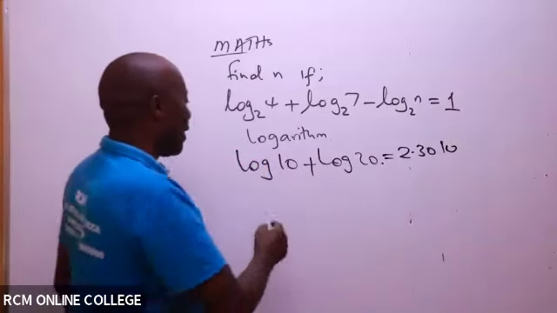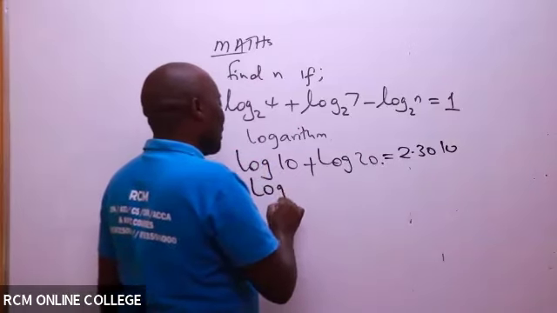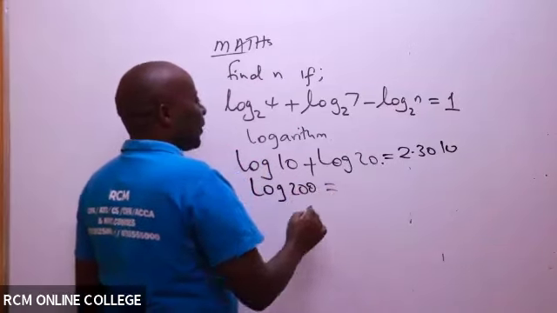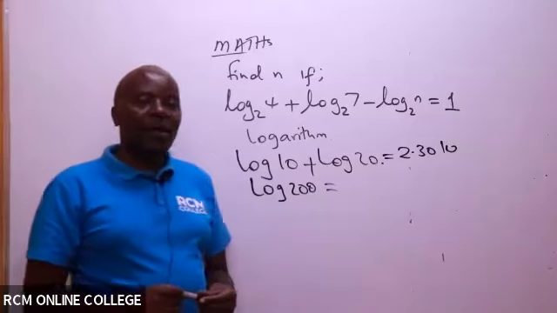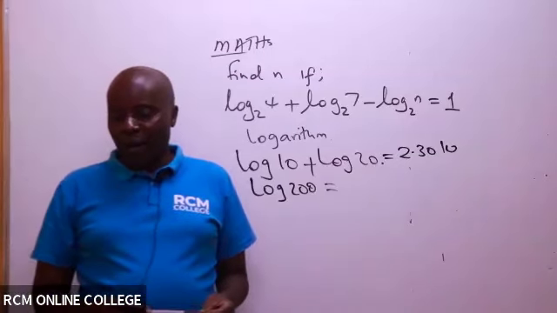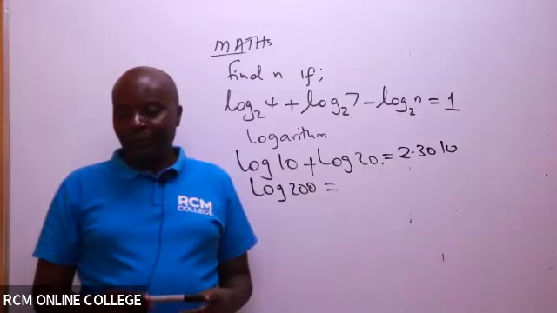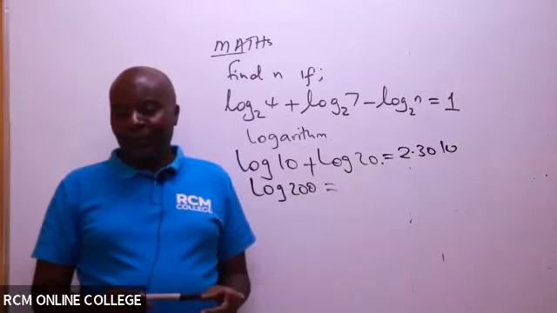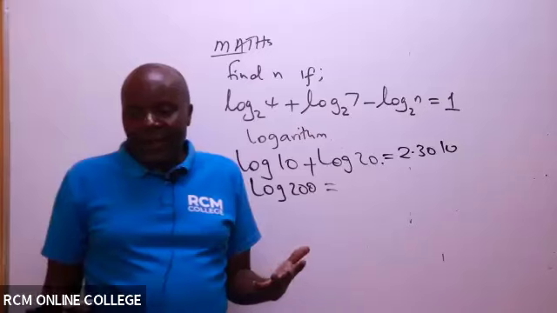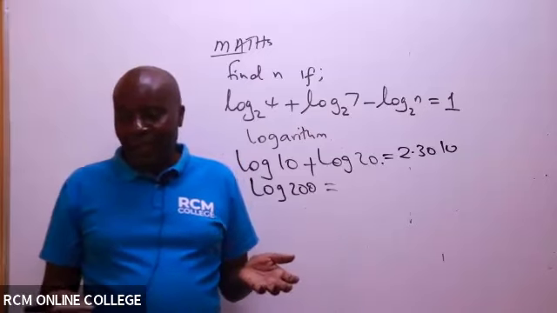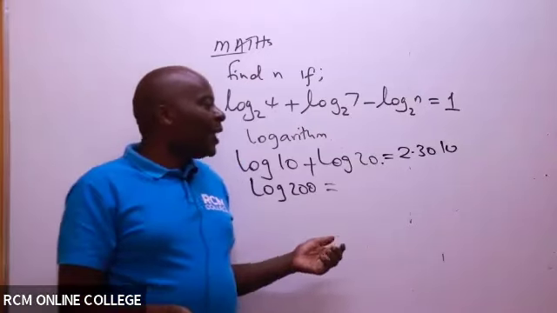How about this one? I'm so sure you won't get it right. Log 200. Log 200 will be equal to what? They're not giving me answers now, you see. It is the same. They are telling me it is the same.